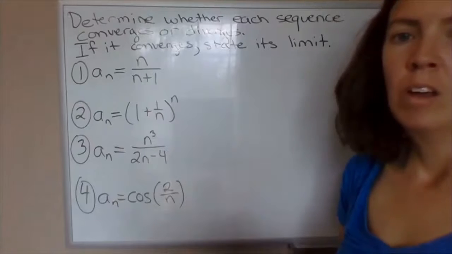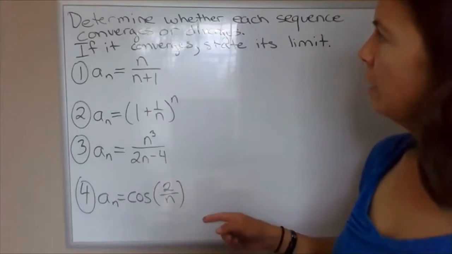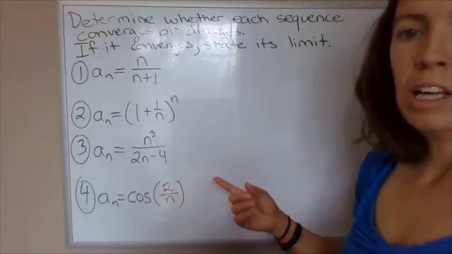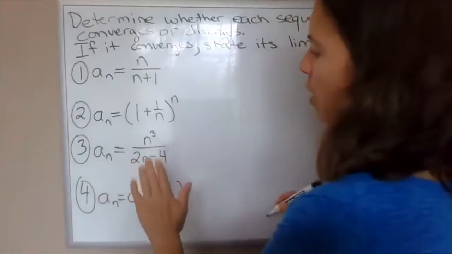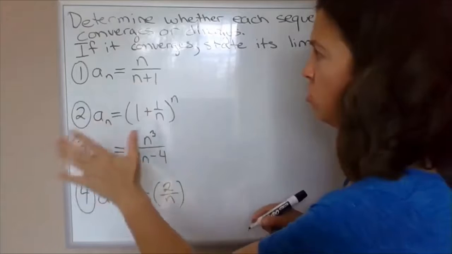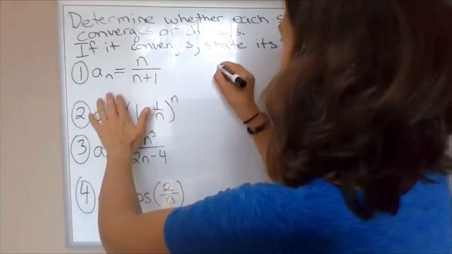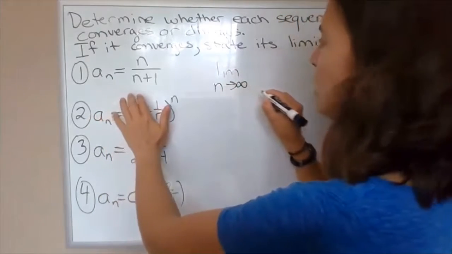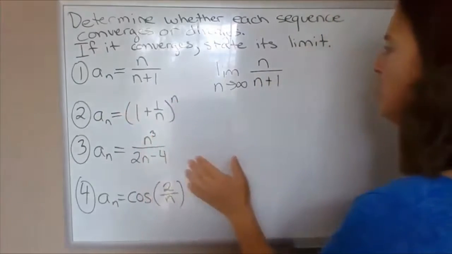Now I've listed a few different sequences, and the task is to determine whether each sequence converges or diverges. If it converges, we want to state what it converges to. In each of these examples, I'm going to use the sequence extension theorem that I just provided in the notes. So in this first example, we can determine whether this sequence converges or diverges by taking the limit as n approaches infinity of n over n plus 1.